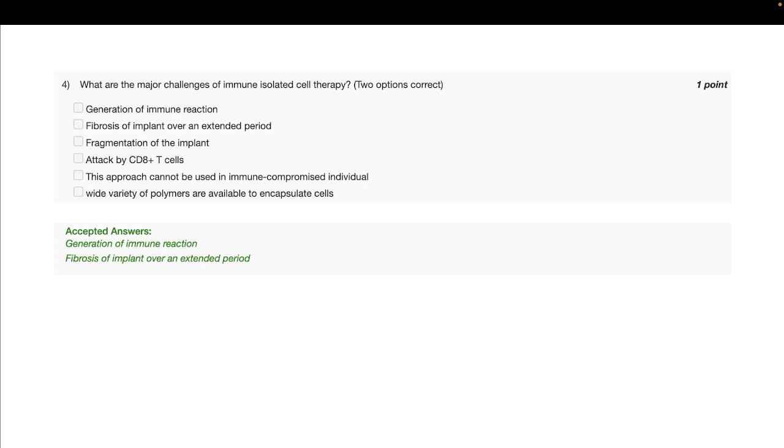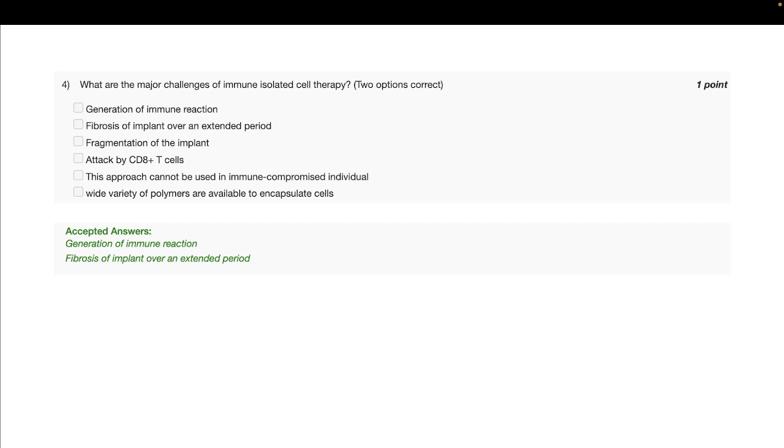So the right answer for this question is generation of immune reaction and fibrosis of implant over an extended period. So these are the major challenges of immune isolated cell therapy. Even if the cells which are used in this therapy have been taken from the same patient, there are still chances that an immune reaction can be generated against these cells. And the other problem is fibrosis of implant over an extended period. Now since this is a foreign material for the patient's body, where you have your cells in a polymer membrane and you have implanted this at some location in the patient's body.